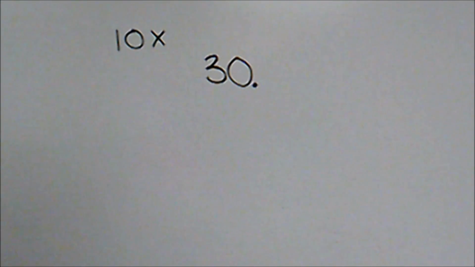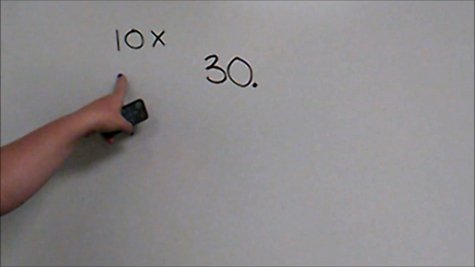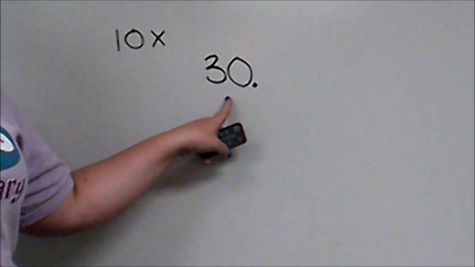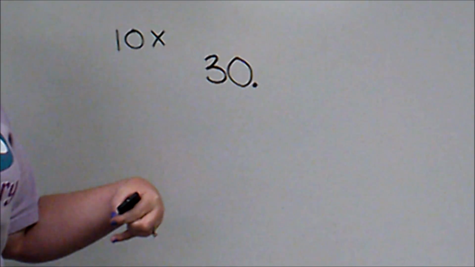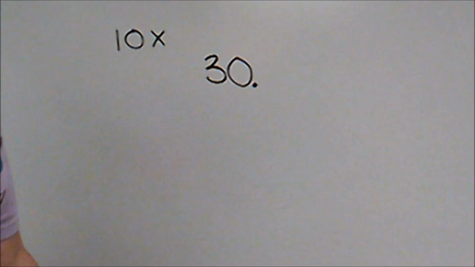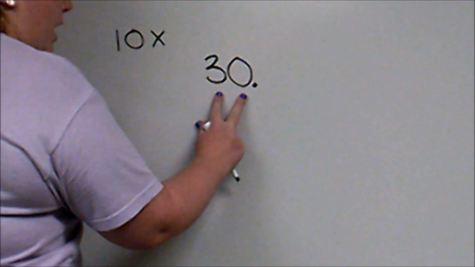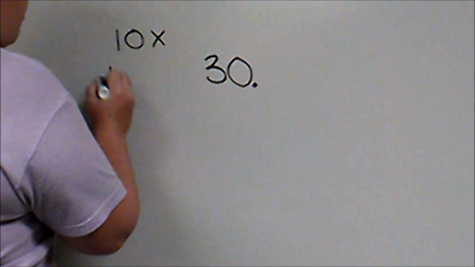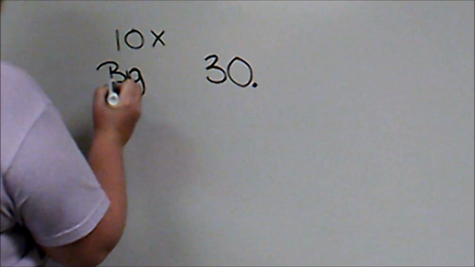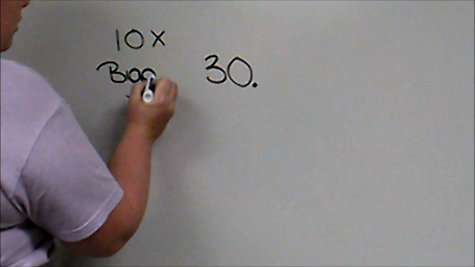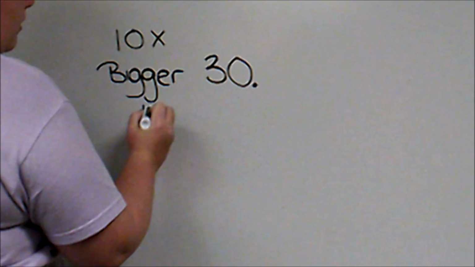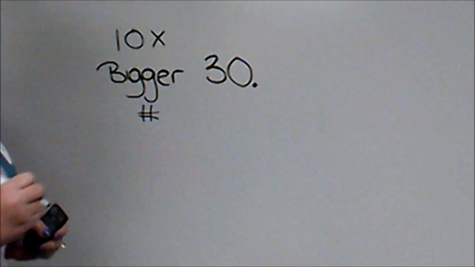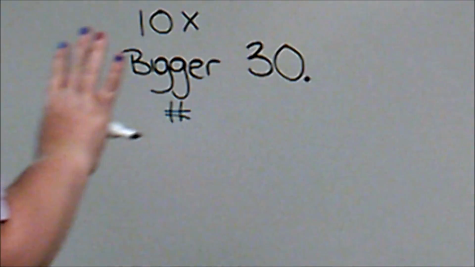so what do you think we're going to be doing? Obviously, 10 is a whole number, right? And a whole number times a whole number is going to give me a larger whole number. Right? 10 times as much as 30 is going to give me a bigger number. Make sure you have that in your notes.